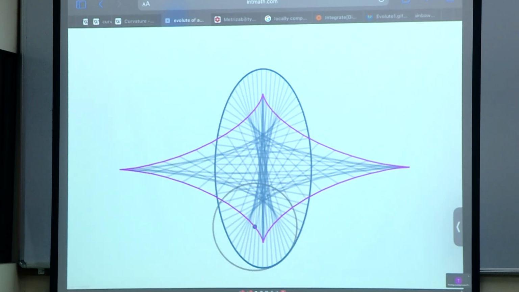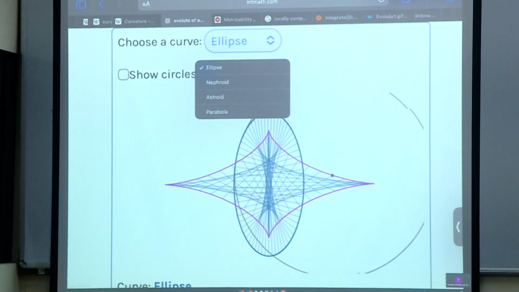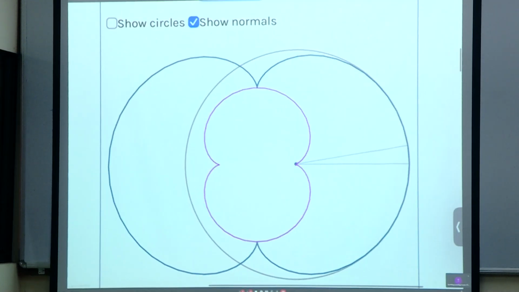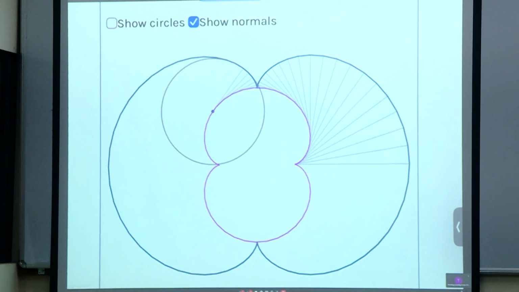And then, let me show you, incidentally, you can also access this website, it's intmath.com. So then the next thing is, let me show you what is happening with the nephroid. Nephros is kidney, so it's a kidney shaped curve.